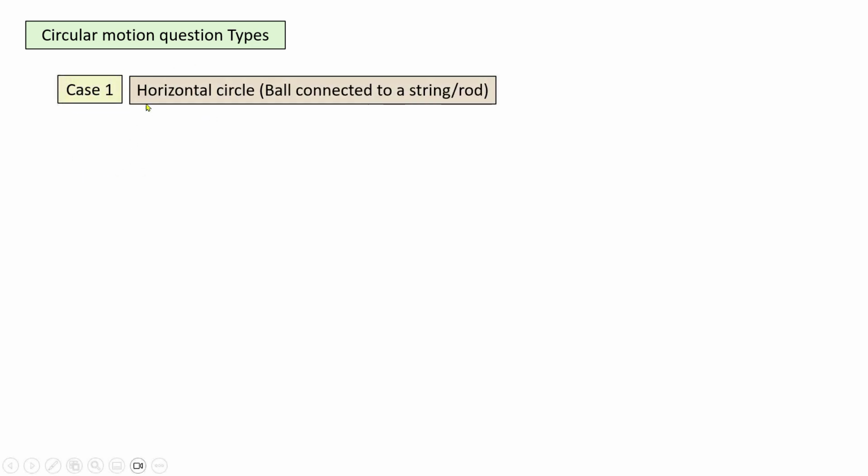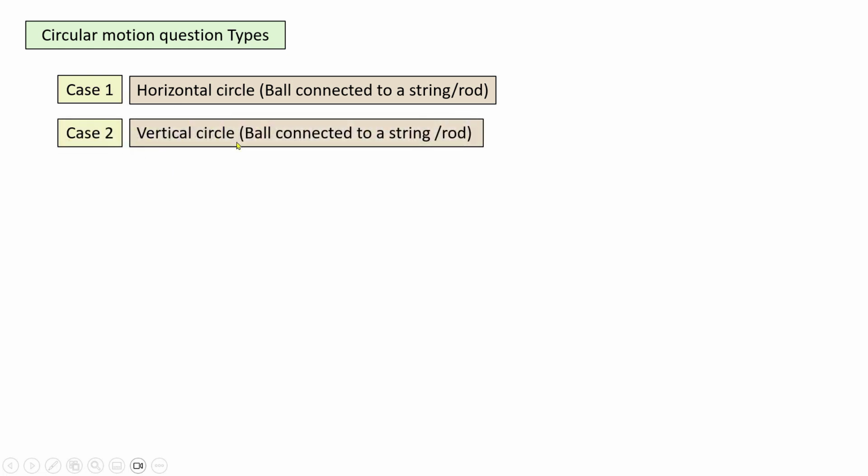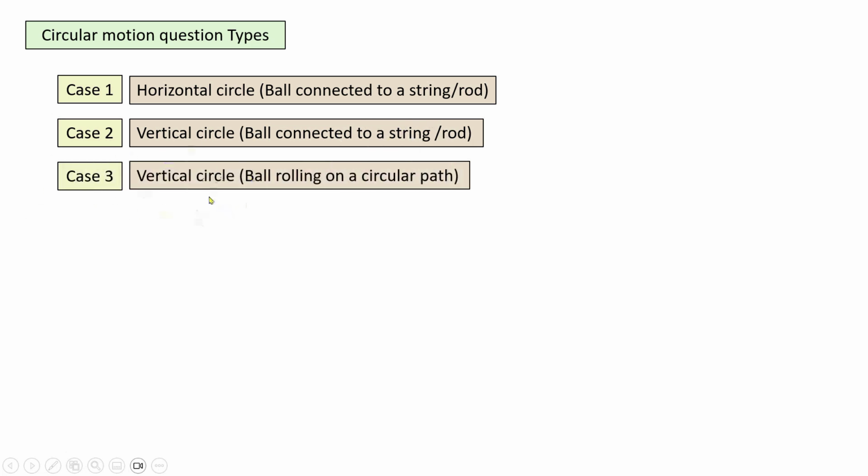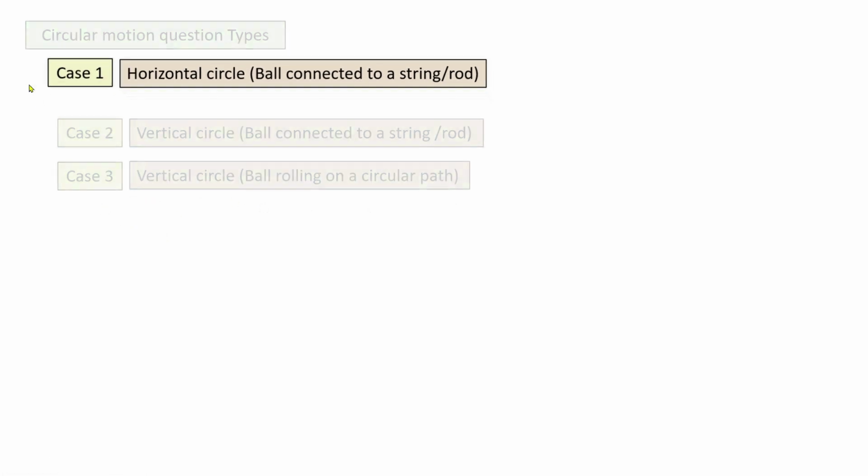Case 1, a horizontal circle where the ball might be connected to either a string or a rod. So basically it's a horizontal circle. Case 2, it's a vertical circle where the ball is connected to a string or a rod. And case 3, it's a vertical circle only, but the ball is not connected to a string, the ball is rolling on a circular path. Let's take up all these cases one by one, starting with case 1, which is a horizontal circle.